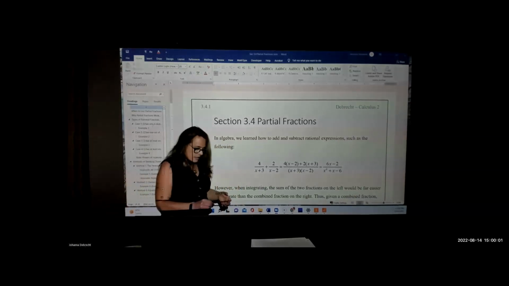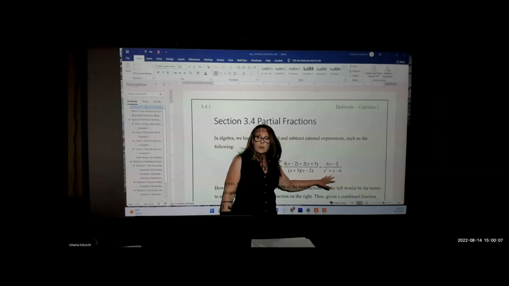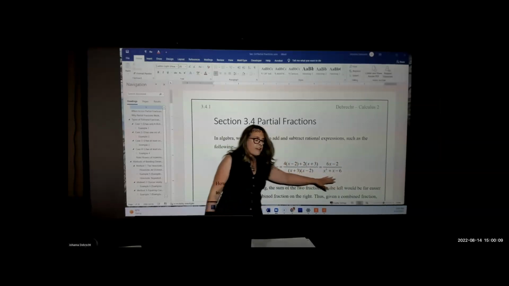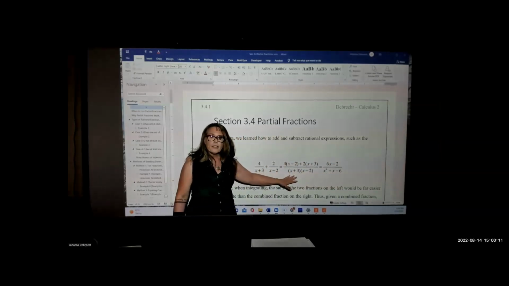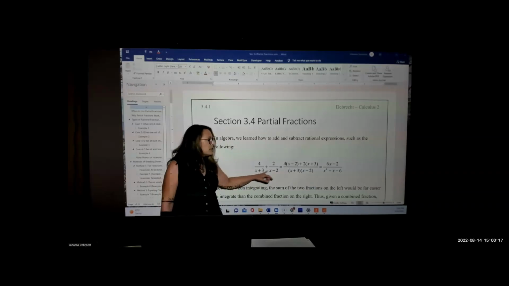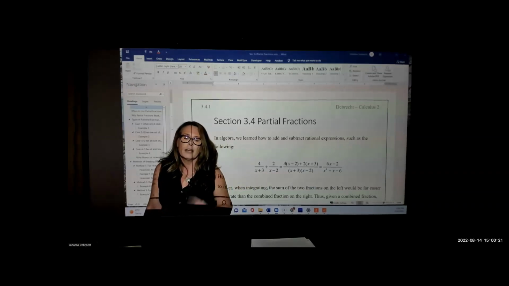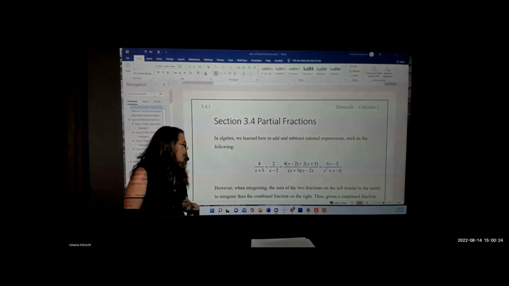We want to take some rational expression, the ratio of two polynomials. We want to use the fundamental theorem of algebra to completely factor the denominator. And then we want to split it apart into simpler fractions, the sum or difference of simpler fractions, where each of the simpler fractions has a single factor as the denominator, at most that factor raised to a power.